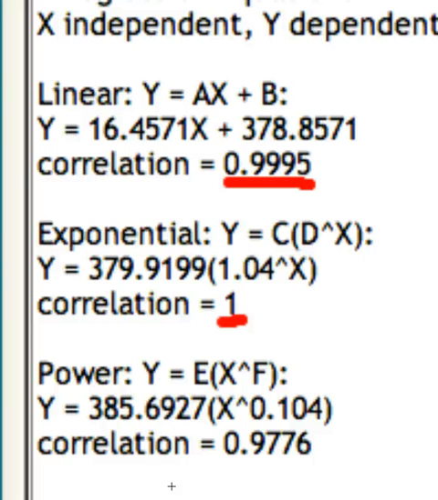So we have our equation 3.79.92 times 1.04 to the x. That would be the equation we would use to make predictions for this relationship. So again, this is the site Had to Know. There's a lot of different places you can find that'll do these regression equations for you. They're all pretty similar, involving you picking out or typing in the data and then figuring out which one best fits that data.